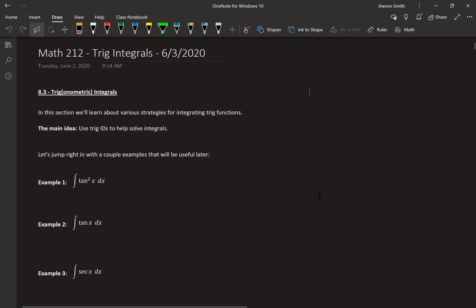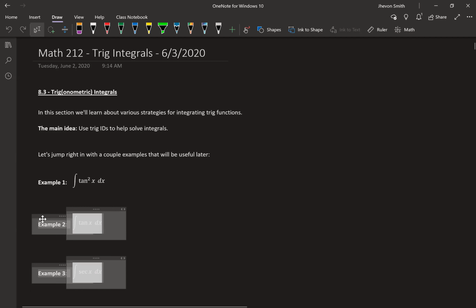Nothing fancy here. The main idea in this section is to use trig identities to help us solve integrals. And of course, we're talking about the basic trig identities like the Pythagorean identities, cosine squared plus sine squared equals one, or one plus tangent squared equals secant squared, and things like the double angle formulas and the half angle formulas, which are kind of the same thing. These identities that you learned back in pre-calc, it turns out that when we have integrals that involve purely trig functions, they can come in handy. So that's what we're going to do.